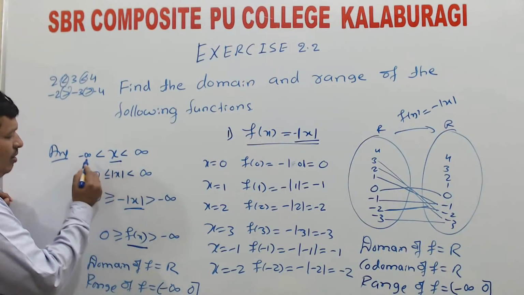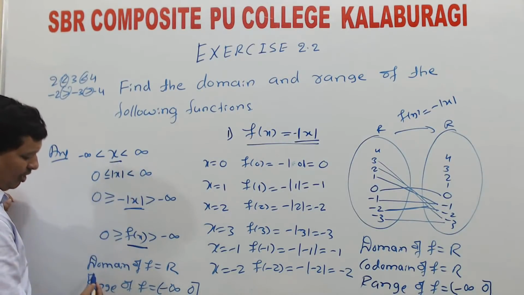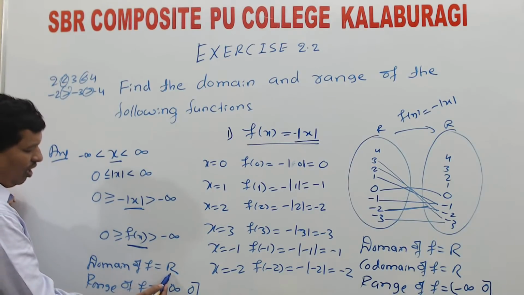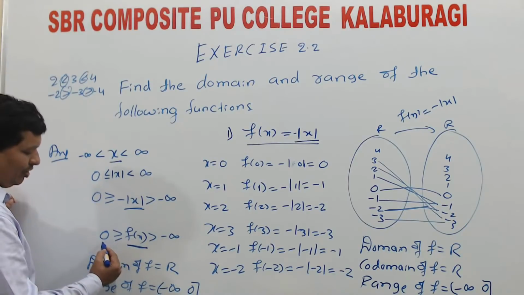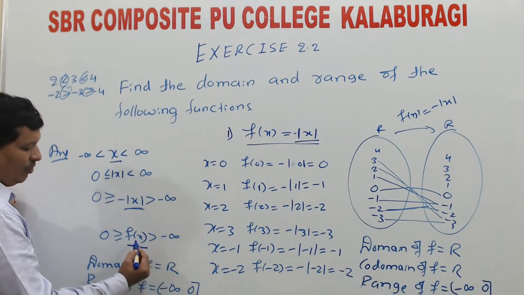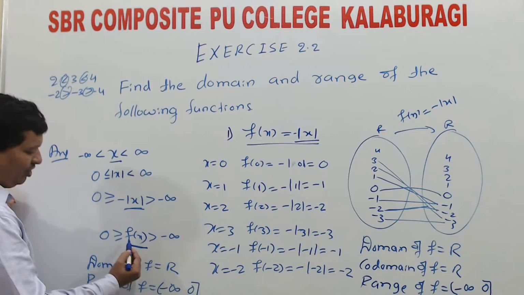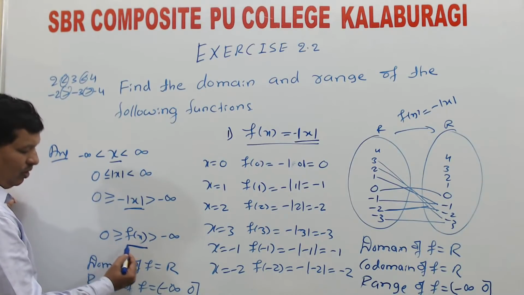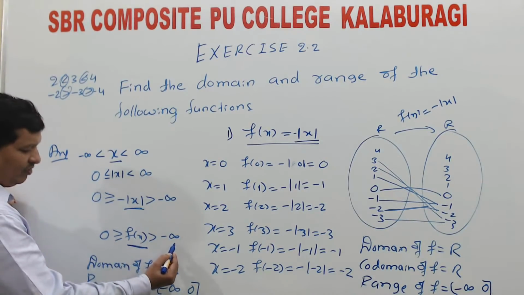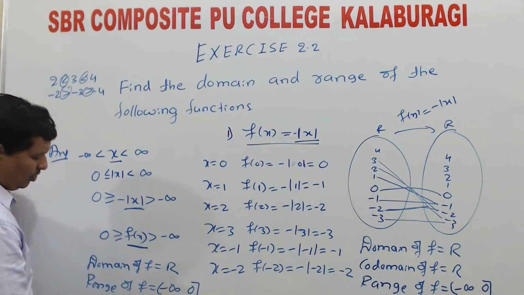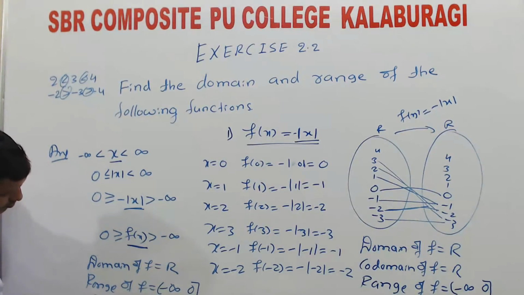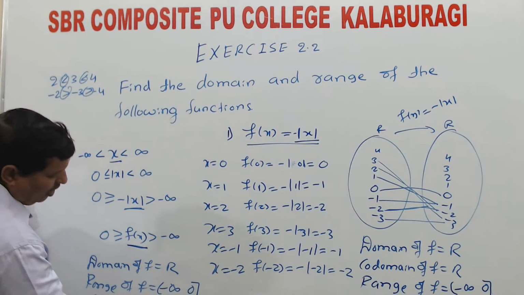What is the value of X? Minus infinity to plus infinity. That is why I wrote domain of F equal to R. What is this F of X? F of X lies between 0 to minus infinity, which is greater than minus infinity, less than 0. Therefore, your range of F equal to minus infinity to 0. And again, codomain is what? Codomain of F equal to again R.